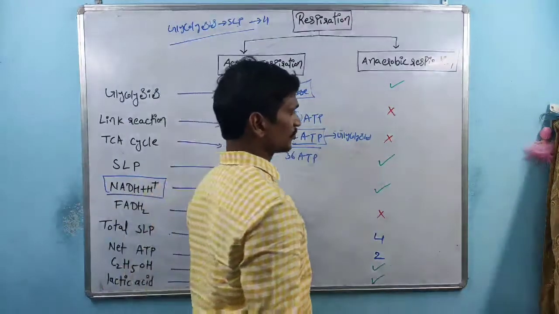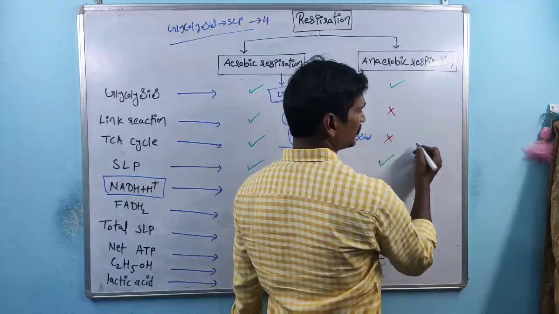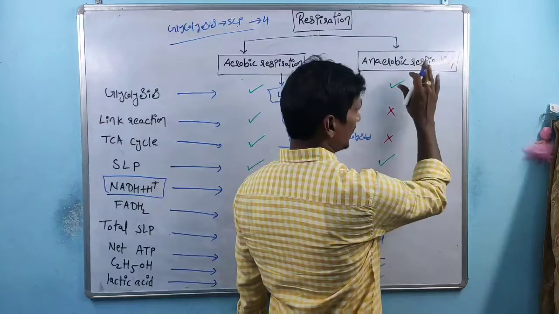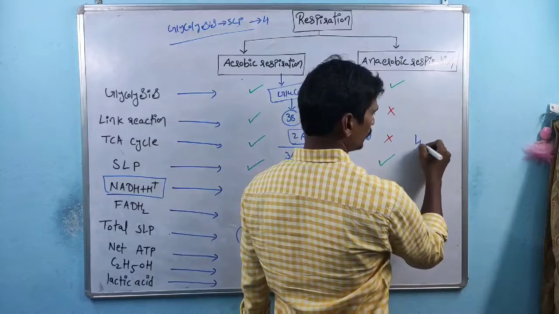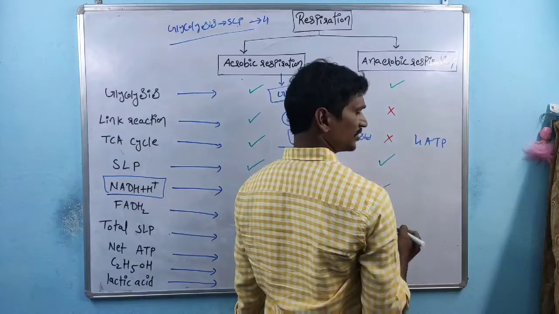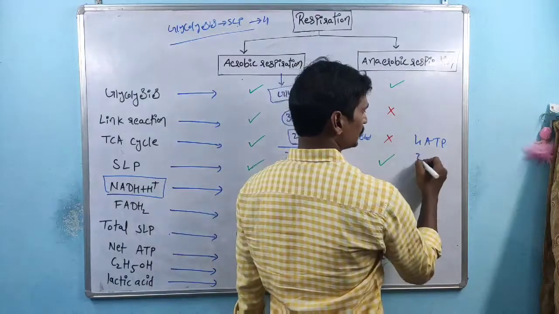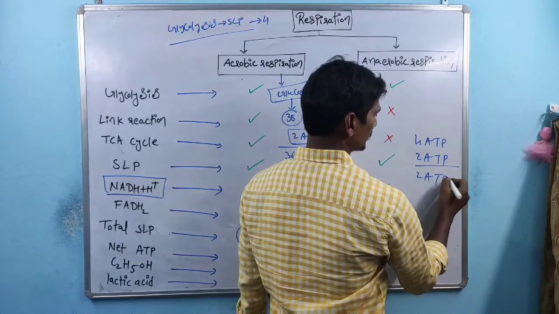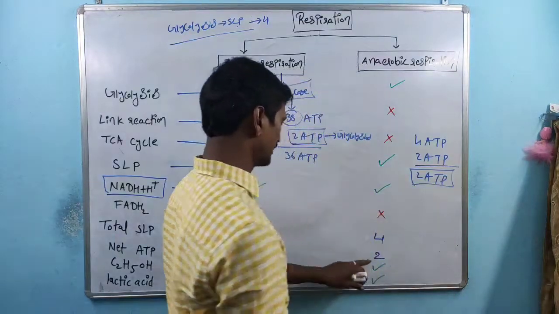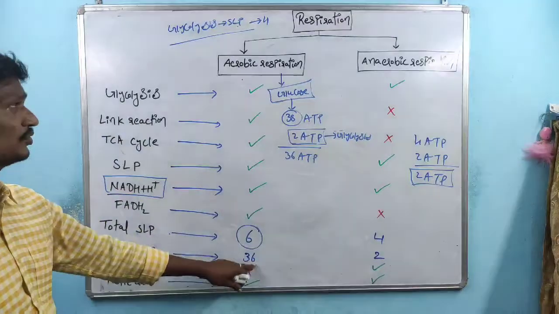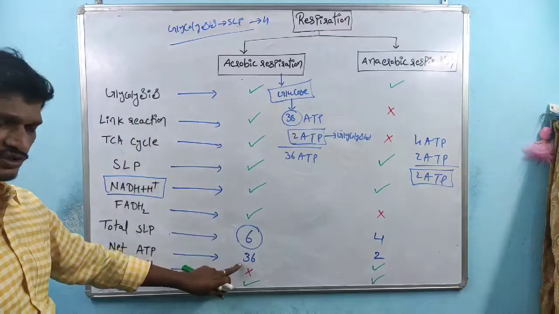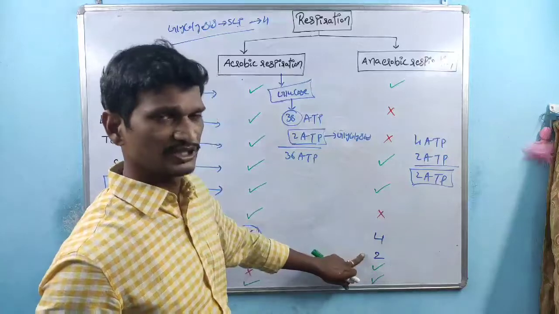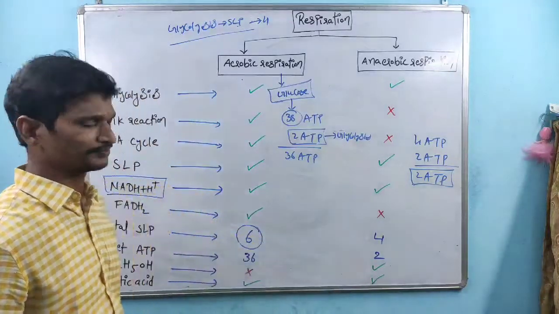In the anaerobic respiration process, it is not complete oxidation here. By the anaerobic respiration process, 4 ATPs are produced. Of that, 2 ATPs are utilized. So the net gain is 2 ATPs. So in the aerobic respiration process, the net gain of ATPs is 36. In the anaerobic respiration process, the net gain of ATPs is 2.